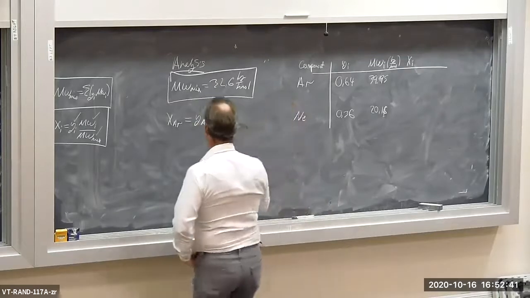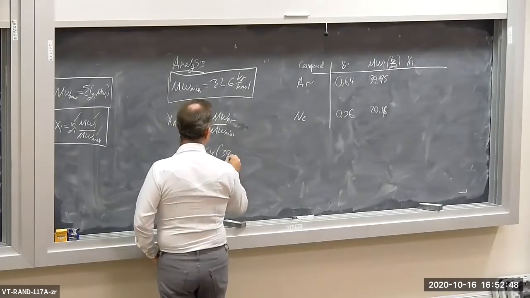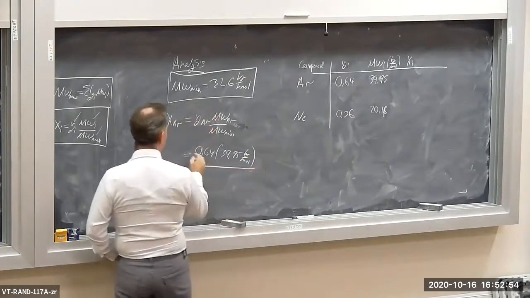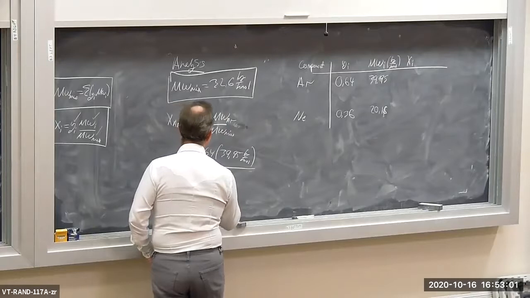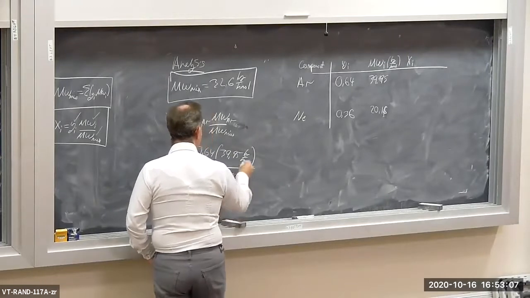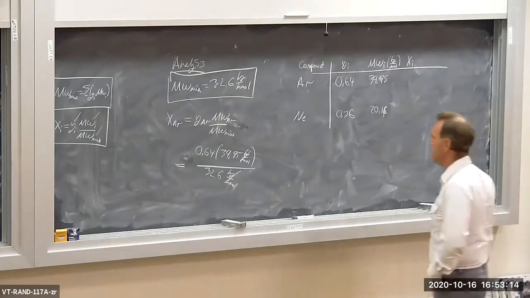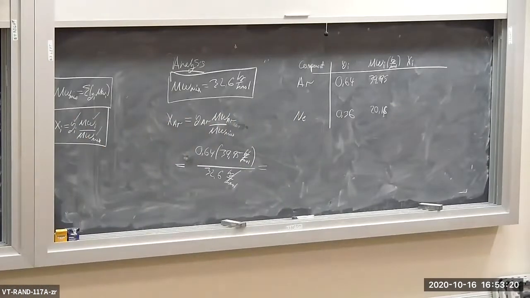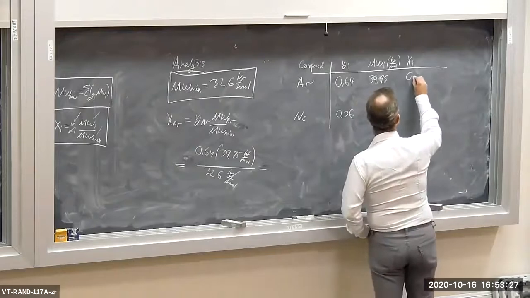So that's going to be equal to 0.64 times 39.95 kilograms per kilomole, the molecular weight for the argon, and then we have the molecular weight of the mixture, which is 32.6 kilograms per kilomole. The kilograms per kilomole cancel out. Mass fraction is dimensionless. And so I get the mass fraction of the argon at 78% or 0.78.